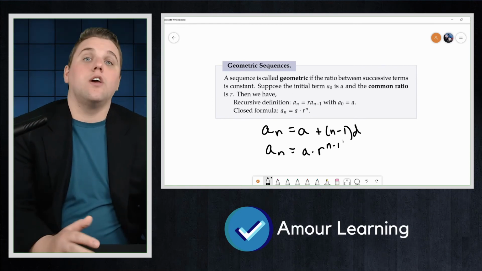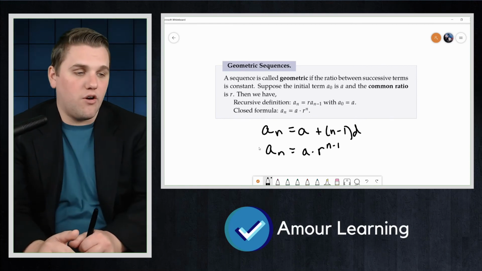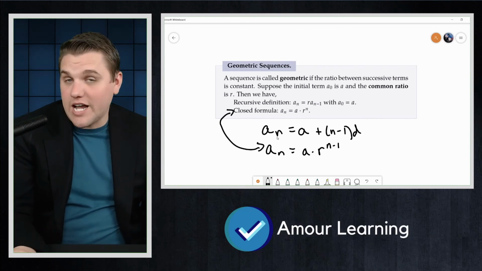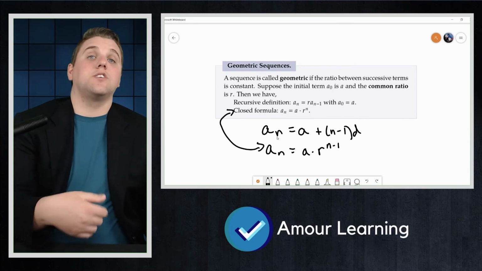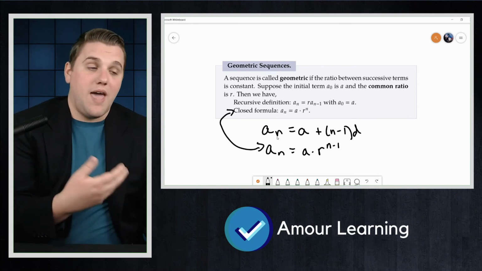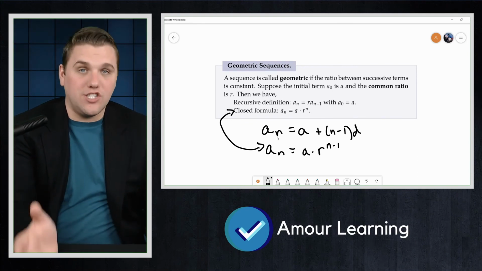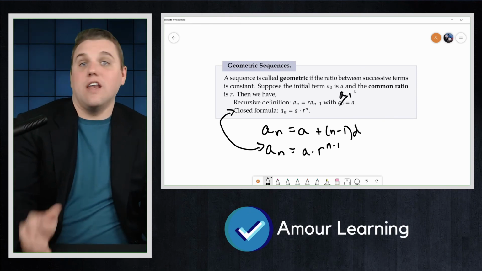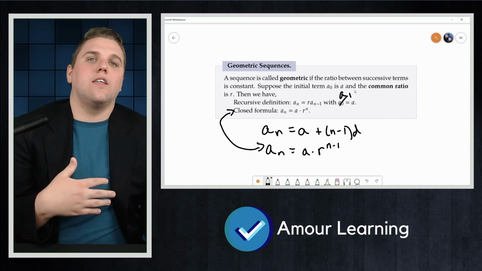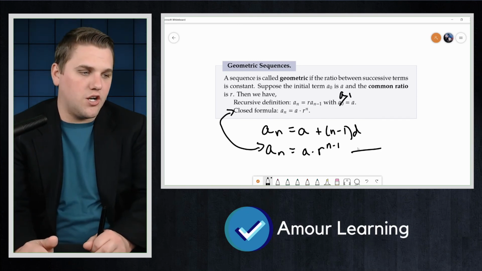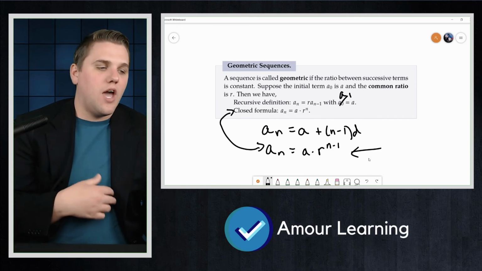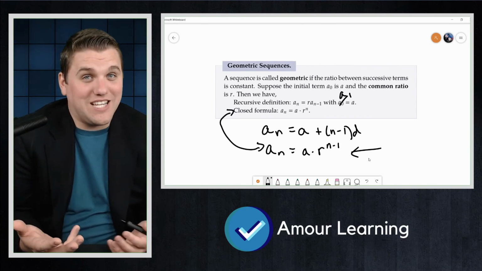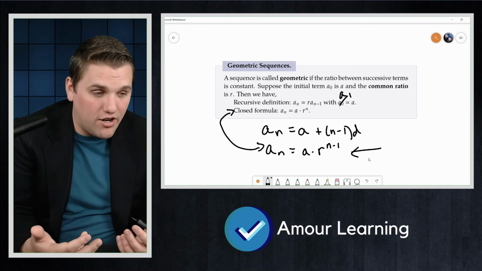Which one is correct though? Which closed formula is correct here? Well, technically both. In our case, we take A to be A_0. If instead we had A_1 as our initial term, we would get the slightly more complicated version of the closed formula. And for that reason, that's why we start with n equals 0, because it makes the formulas a little bit cleaner.